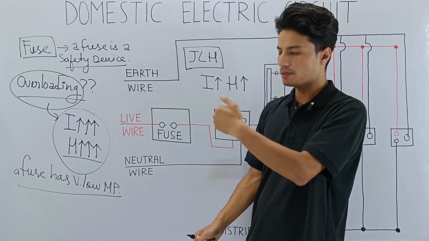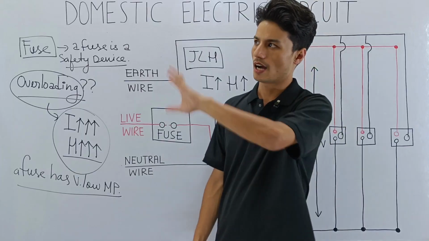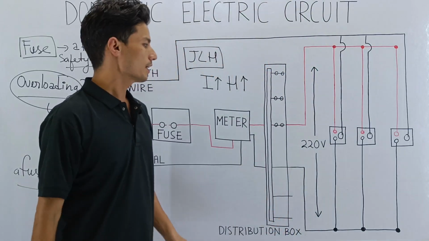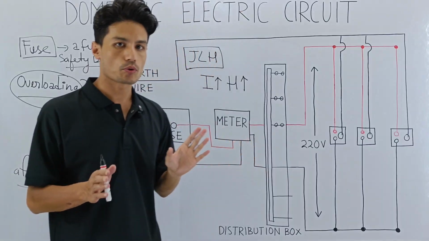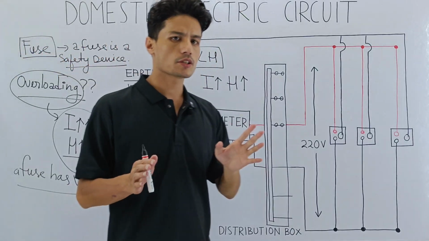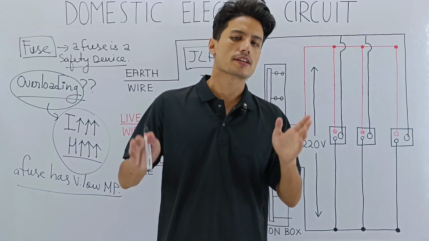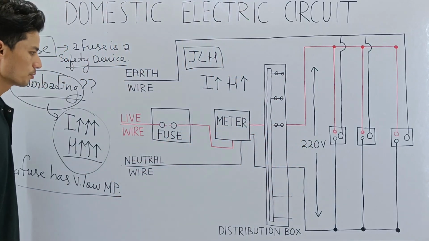Had it been allowed to enter our home, what would have happened? Our wires would have got burned and our devices would have been damaged. So I hope you understood how important a fuse is. A fuse is a very important component of the domestic electric circuit. I hope you all got it. All right, let's move forward.